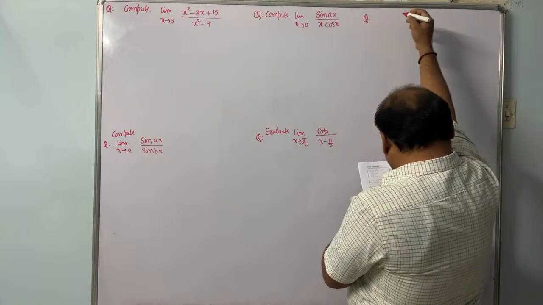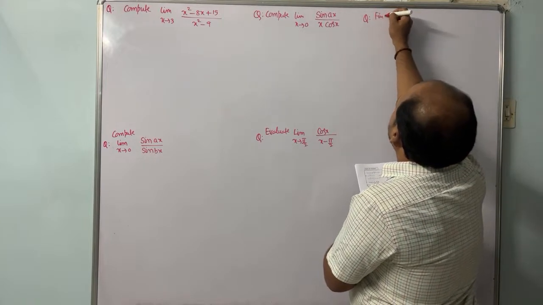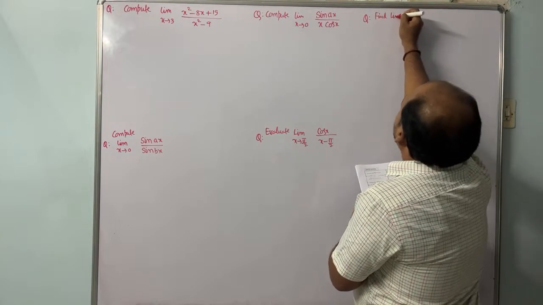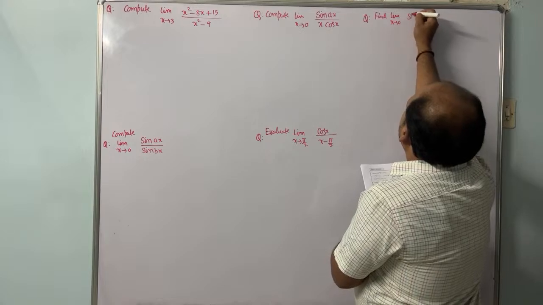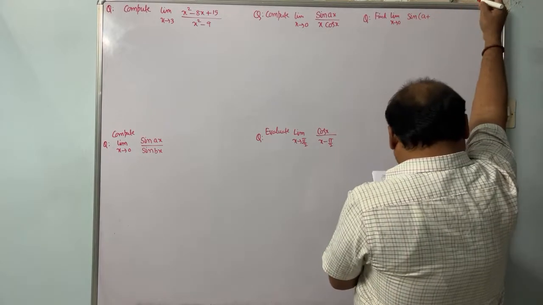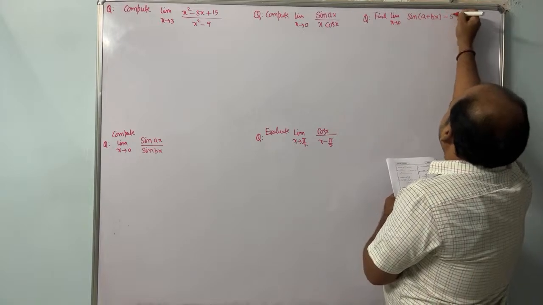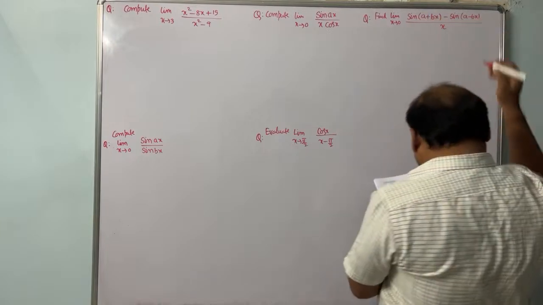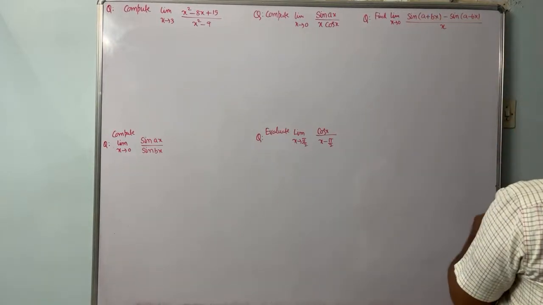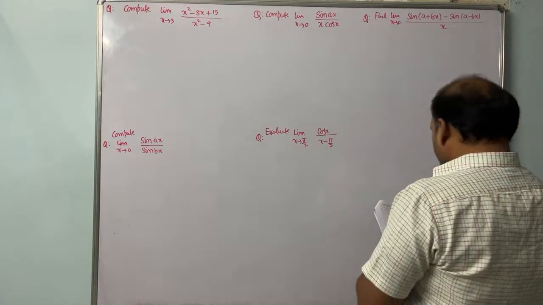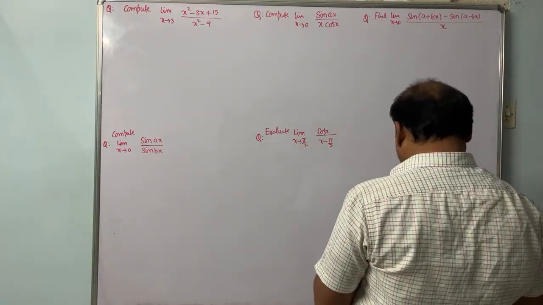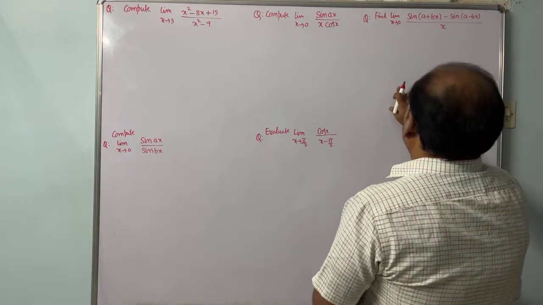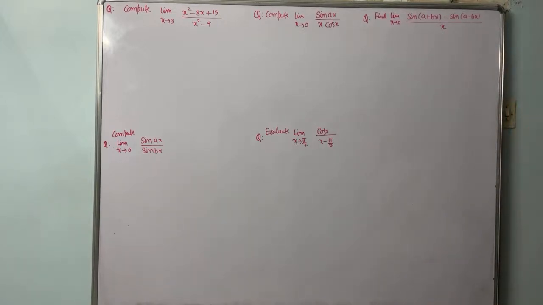The next question. Find the limit, or evaluate, or compute, as x tends to 0 of (sin of (a plus bx) minus sin of (a minus bx)) divided by x. So these 5 questions are enough for now.